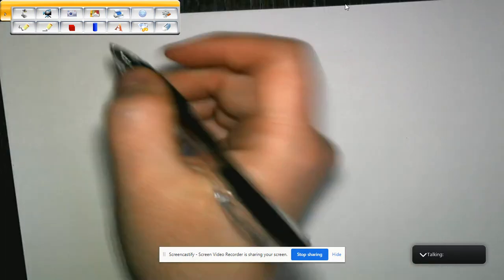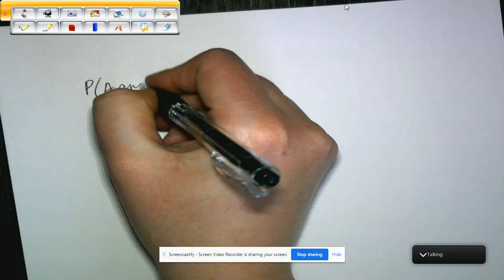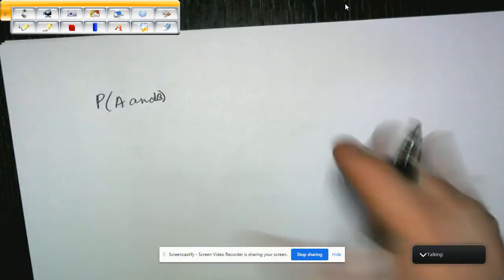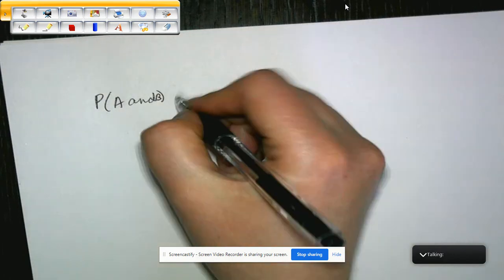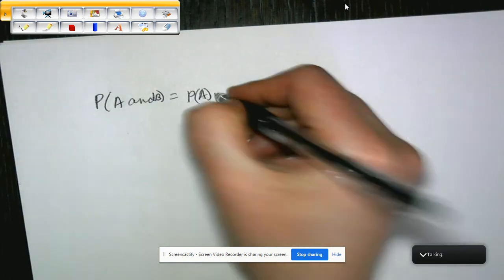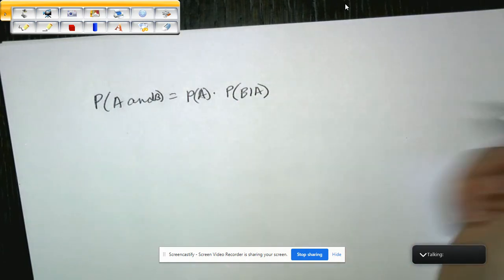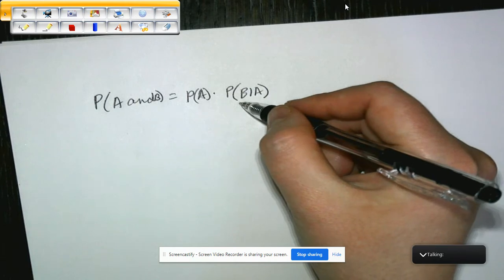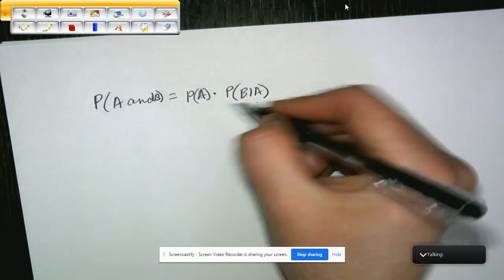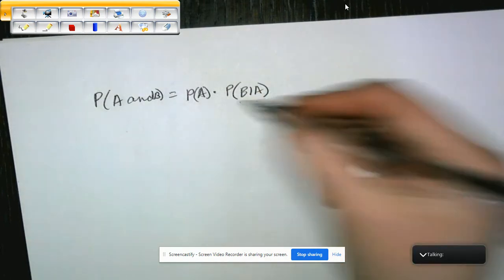Okay, let's look over this, guys. Remember, we have the probability of A and B. So that's the probability of A times B, our multiplication rule, equals the probability of A times the probability of B, assuming A, which means the probability of B after A already happened. Notice the A and the B are next to each other. It's not the same letter.